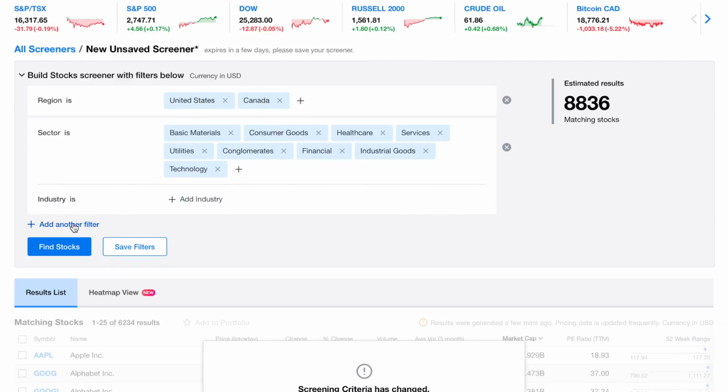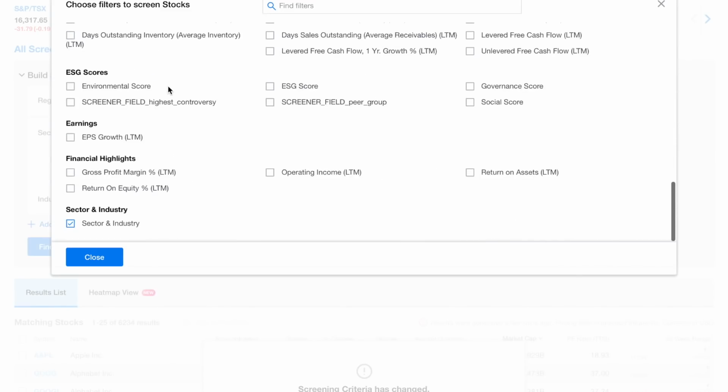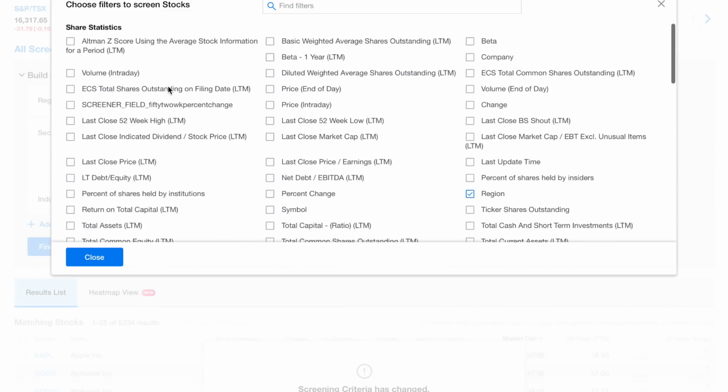So what you want to do is add a filter. Down here, this add another filter, and there's quite a lot of options here that you can choose from. But right at the top in share statistics, you're going to look for this checkbox right here. It's called last close indicated dividend divided by stock price. Now in calculating a percentage, that's the dividend yield in dollars divided by the stock price in dollars, which is going to give you a percentage return of what that dividend is relative to the stock price.